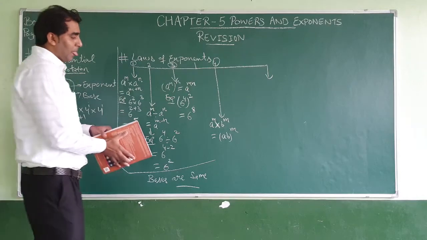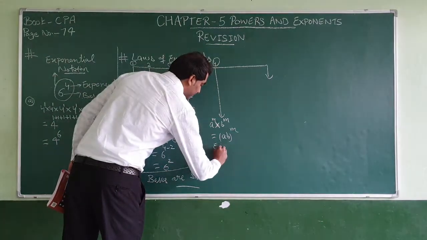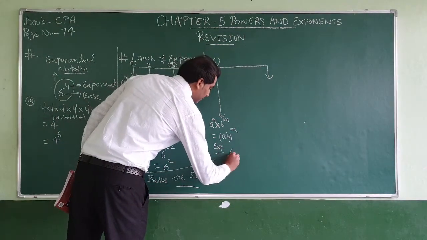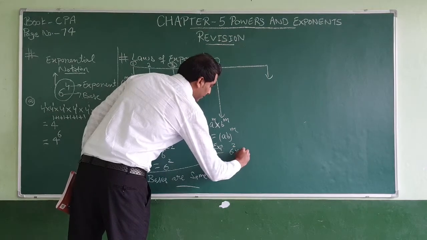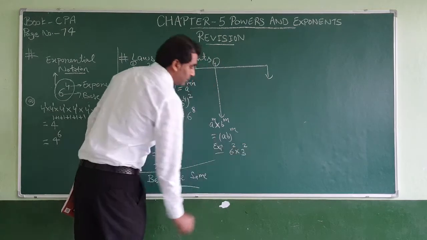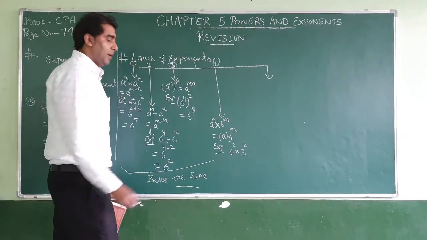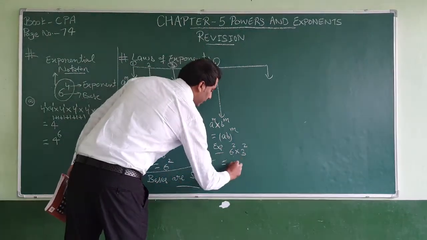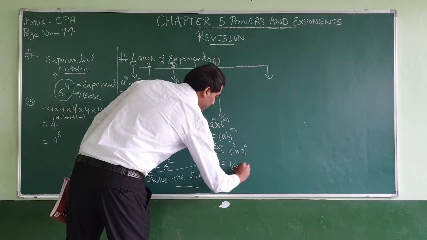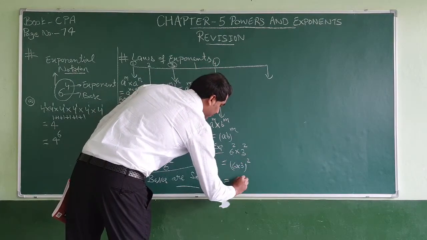For example, we have 6 power 2 multiplied by 3 power 2. The bases are not the same but the exponents are the same. It means we multiply these two bases: 6 multiply 3, exponent 2, which means 18 power 2.